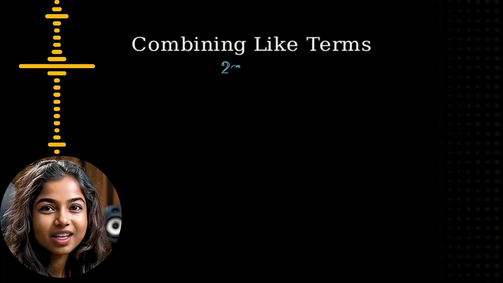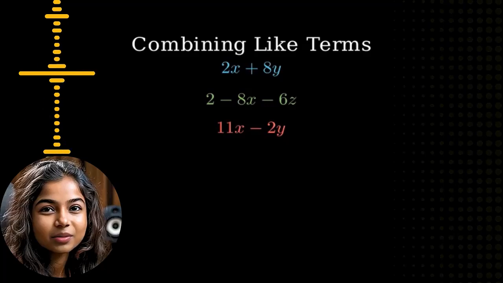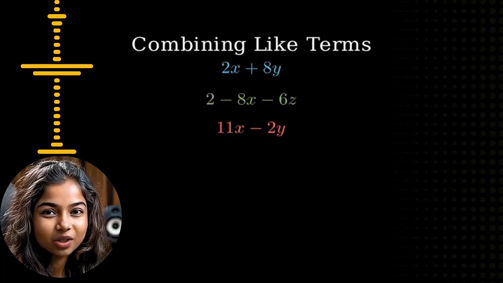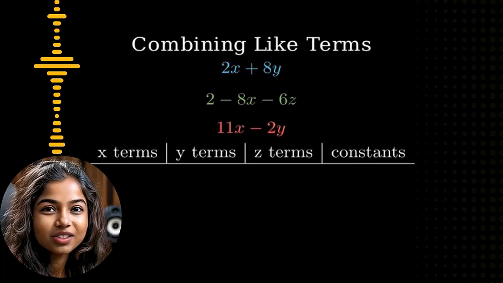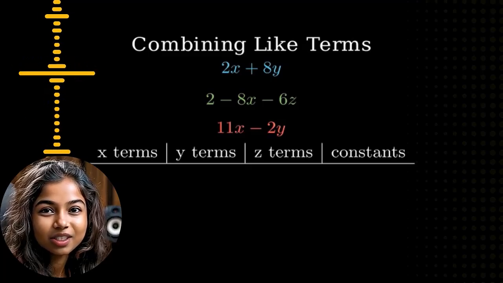Like terms in algebra. We'll solve this step by step by adding these three expressions: 2x plus 8y, 2 minus 8x minus 6c, and 11x minus 2y. The key to combining like terms is to identify terms with the same variables. Let's organize our terms by grouping them based on their variables. We'll start by listing all terms with x, then y, then z, and finally any constant terms.